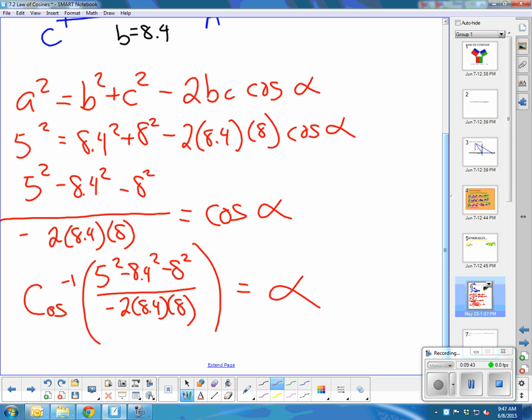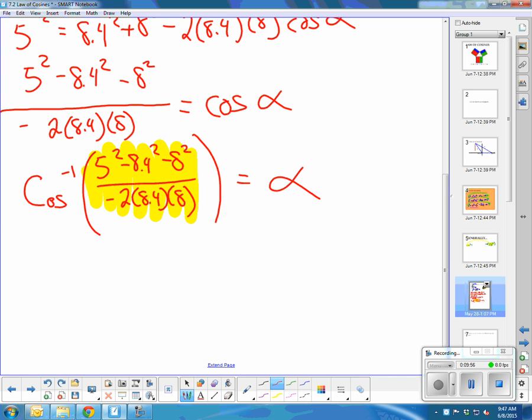And this expression, if you want to simplify that ahead of time and figure out what that is, and then use the inverse cosine function, go right ahead. Feel free to do that. If you want to just put that into your calculator in one fell swoop, that's fine too. We're going to use our inverse cosine function here, making sure it's in degree mode because that's how this triangle is. So let's take a second and do that.